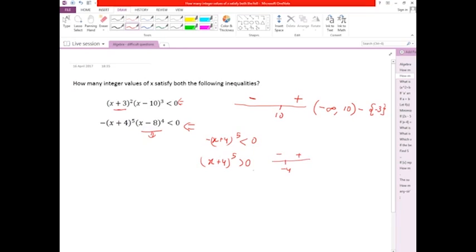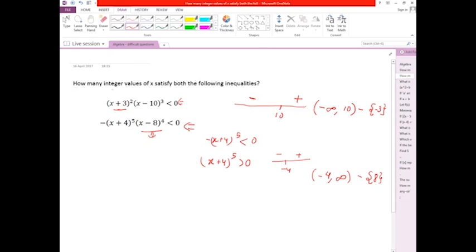So this equation will be true for all the numbers from minus 4 to plus infinity, but you will check for the value for which the expression is 0, which is x equal to 8. For x equal to 8, the function will be 0 and not less than 0. So you'll exclude 8 from the solution set.